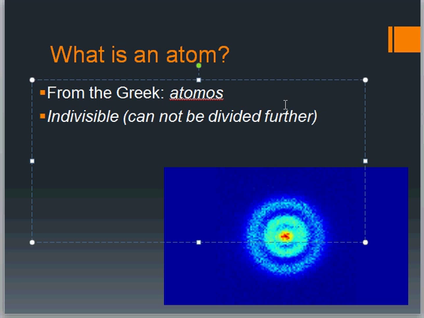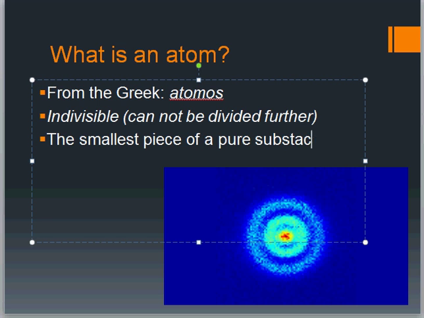Okay? For us, and the definition of the atom, the best thing for you to do is to just write that it is the smallest particle or piece of a pure substance. Okay? Once you've written that down, keep going.